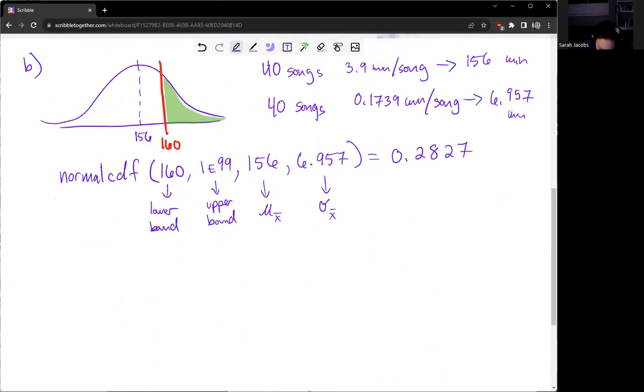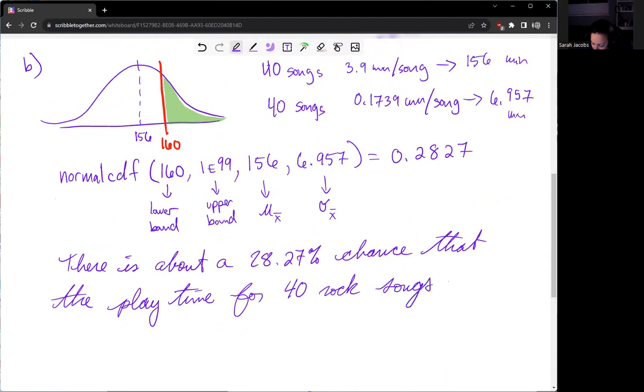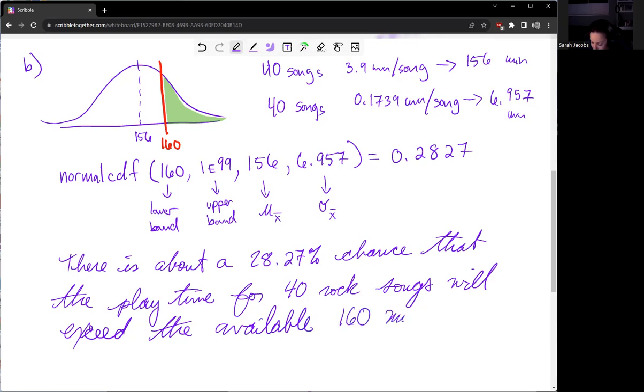And so to answer this in context, there is about a 28.27% chance that the play time for 40 rock songs will exceed the available 160 minutes of airtime.